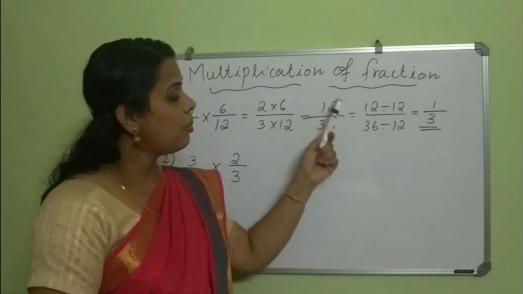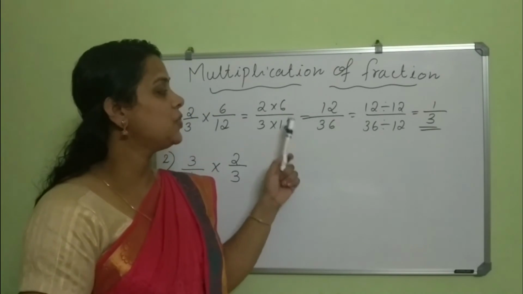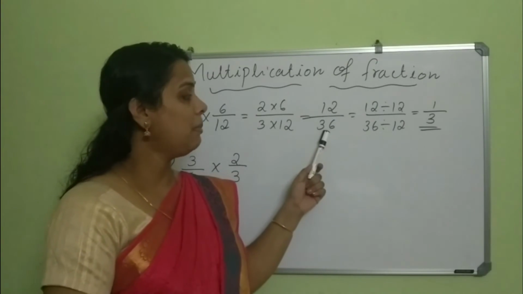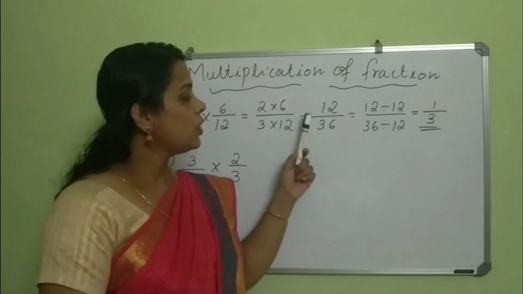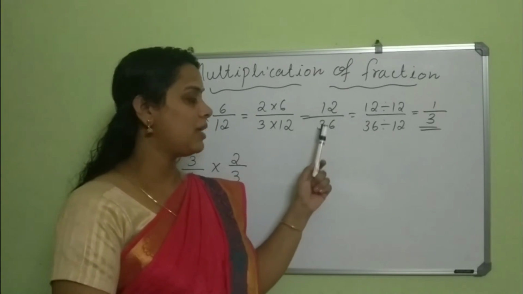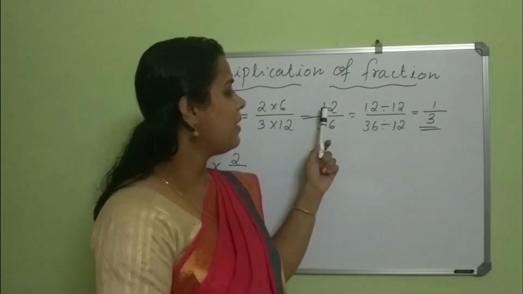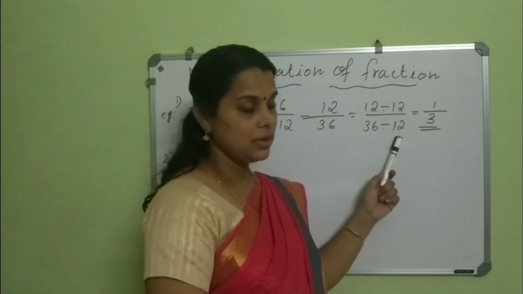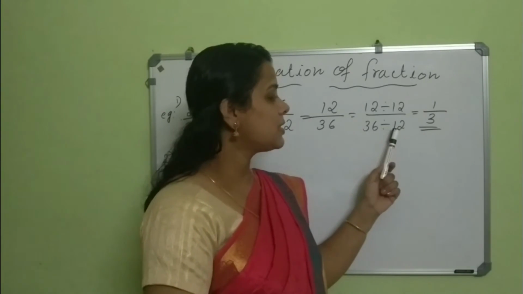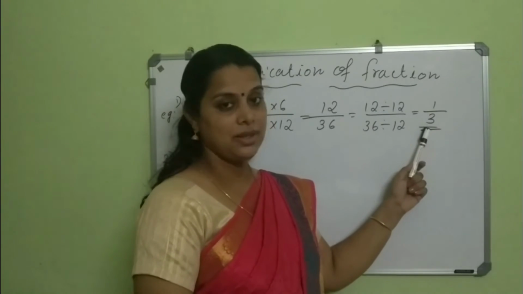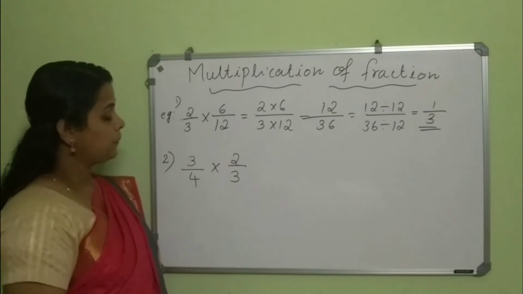Then we know there are common factors. Which one is the highest common factor? We know 36 is a multiple of 12. So 12 is the highest common factor of 12 and 36. So we can divide 12 by 12 and 36 by 12. That is 1, and 36 by 12, 12 3s are 36 we know. So 1 by 3. That is the simplest form.